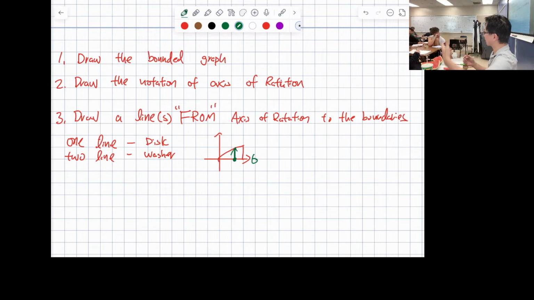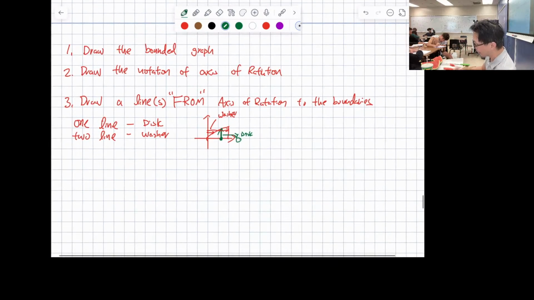Because this is a disk. Now if I'm rotating around the y-axis, it might be different. If I'm rotating around the y-axis, I'm hitting how many lines? 1 and then 2. So if you see 2, that's a washer. So this is an example of a washer, and this is an example of a disk. Because you hit 2 lines, it's going to be a washer because you have to worry about a carve out. So that's something that you have to worry about later.